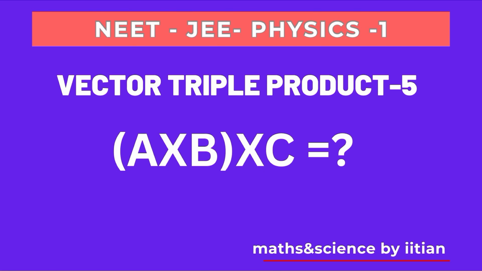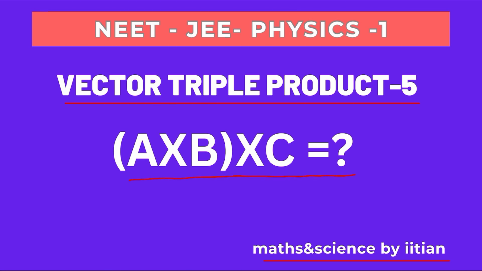This is the first part of NEET and JEE physics, and this is the fifth lecture on vectors. In the last class, we derived the formula and understood the geometrical meaning of the scalar triple product of three vectors. That is in lecture number 4. You can refer to that for the scalar triple product of three vectors. Now we will be dealing with the vector triple product of three vectors.